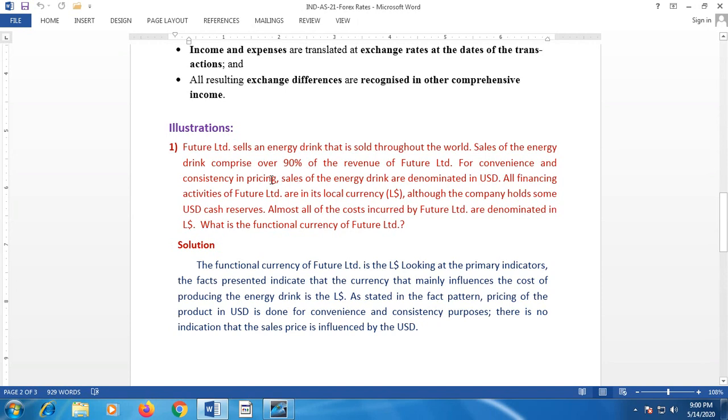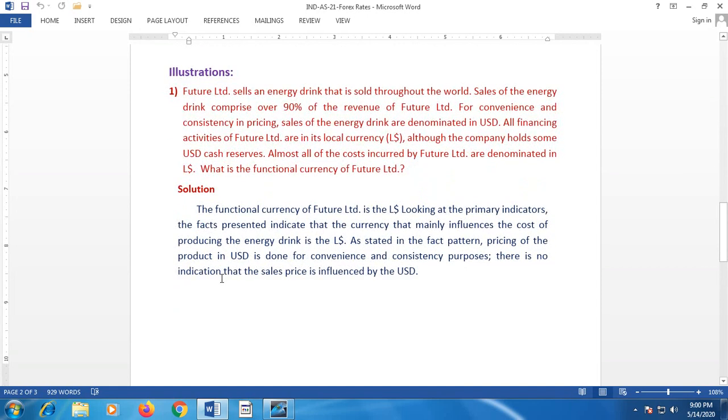Here Future Limited sells the product throughout the world, and it has selected US dollar for convenience sake. And most of its transactions are in local currency. Now what is the functional currency of Future Limited? The explanation is like this.